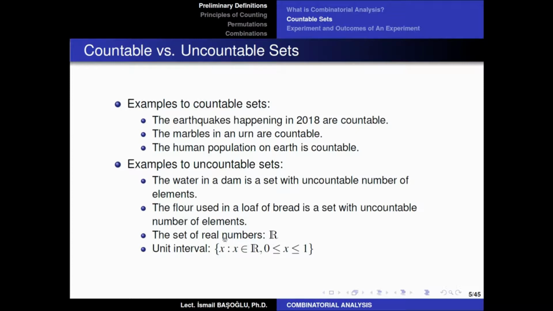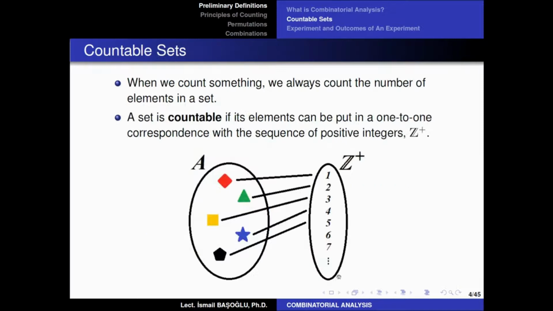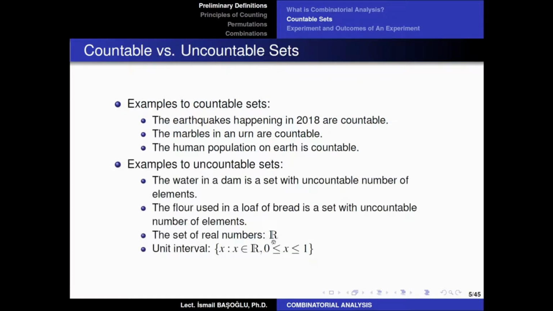Now, the set of real numbers itself is also uncountable. The positive integers, on the other hand, are countable. Not just positive integers, we can say that all integers are countable as well. In fact, the set of rational numbers is also countable. However, the set of real numbers is uncountable. In fact, any interval subset of the real numbers, such as the unit interval, is uncountable.